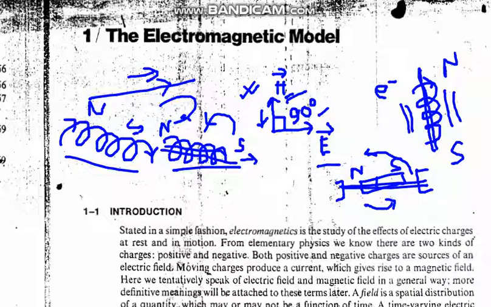Vice versa, if the electron rotates, that means the electric field is rotating, and you will get magnetism. If the magnetic field rotates, you will get an electric field out of it. That's the main source of understanding in this part of electromagnetics.